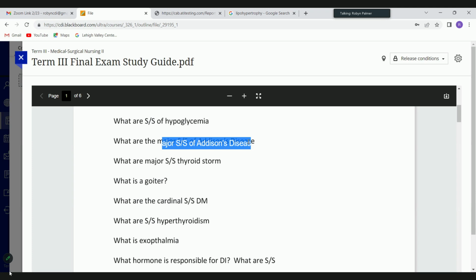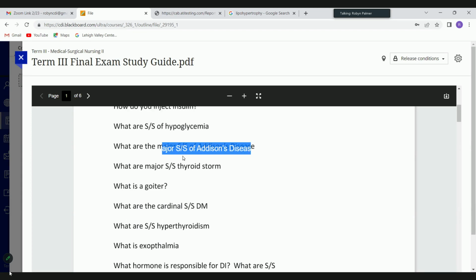The patient is going to feel weak and fatigued. They're going to crave salt, right? They're going to have low temperature, hyponatremia, hypoglycemia, but hyperkalemia. So those are the signs and symptoms of Addison's.